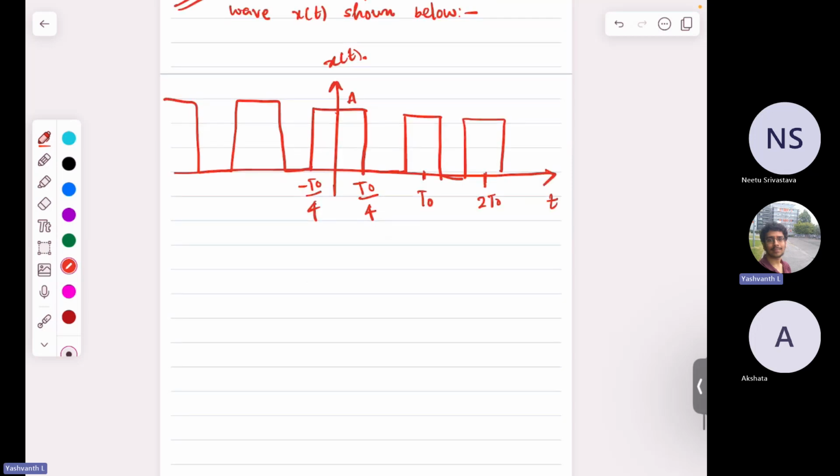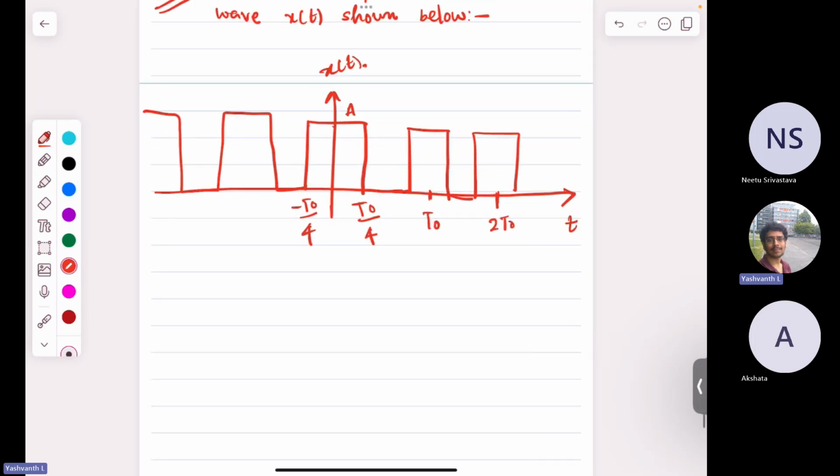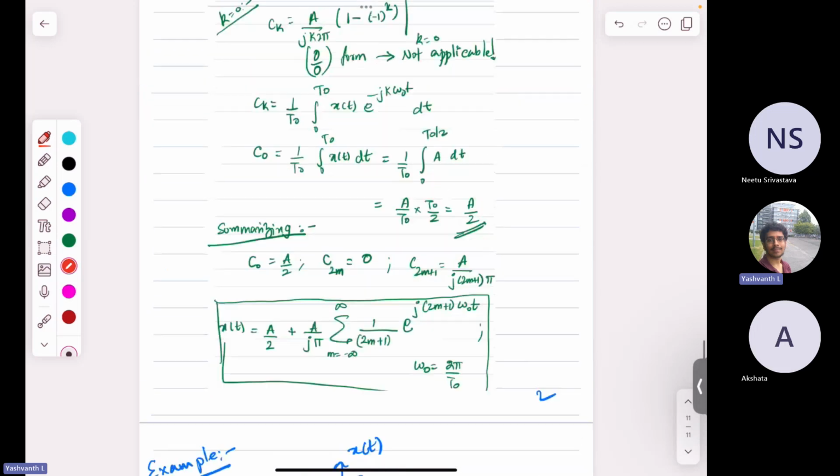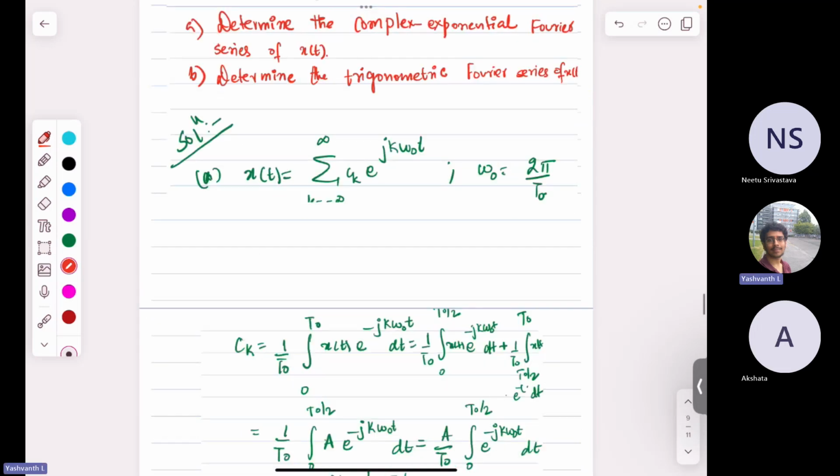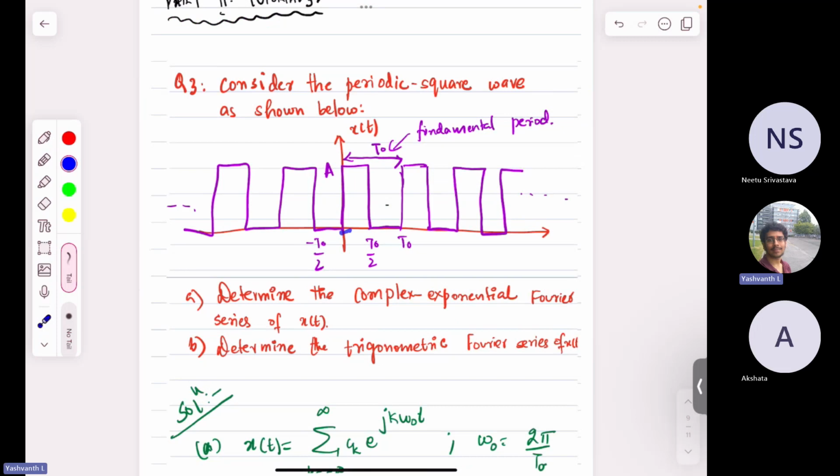Okay, so what is the difference between this question and the previous question? In the previous question, you see the waveform. It was something like this. From 0 to t naught, I had A and then 0. Okay, so this was something like this.